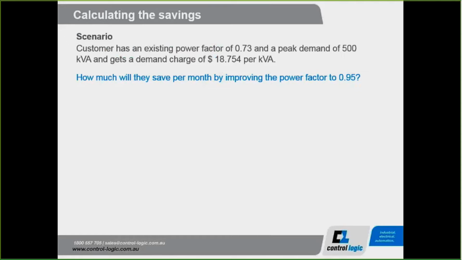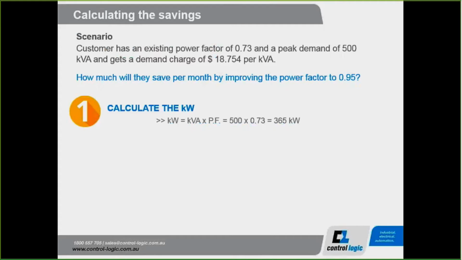Okay, so I mentioned three key reasons why you might want to look at installing power factor correction. Now I'd like to give a practical example. The scenario is, we've got a customer whose existing power factor is 0.73. So it's not particularly good. I've seen worse, but it's certainly not a good power factor. They have a peak demand of 500 kVA, and they get a demand charge of $18.75 per kVA. How much will they save per month if they improve their power factor from 0.73 up to 0.95?